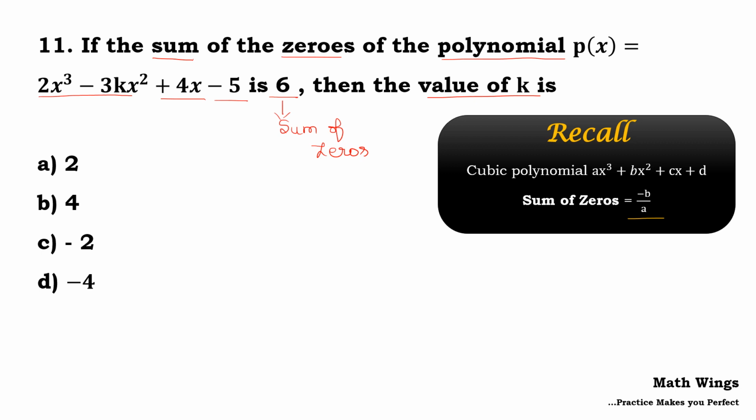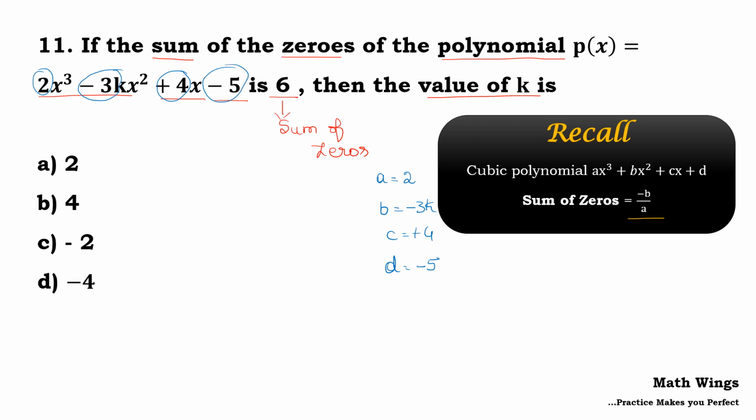So for this particular problem, let us list out what are the values of a, b, c and d. A is equal to 2, which is the coefficient of x cube. Then b is equal to minus 3k, which is the coefficient of x square. C is equal to plus 4, that's the coefficient of x, as well as d is equal to minus 5, which is the constant term over here.